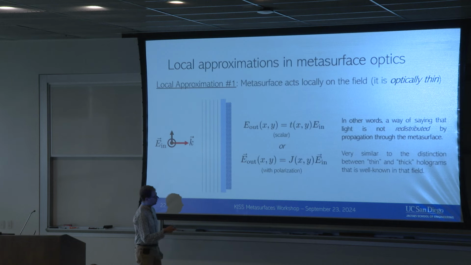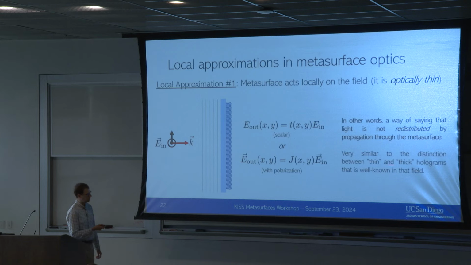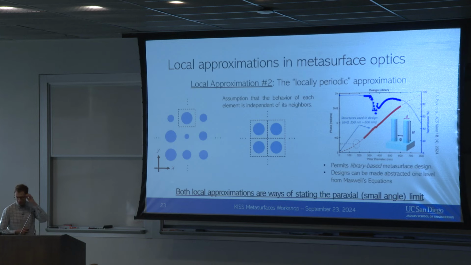So in other words, this is a way of saying that light is not redistributed by propagation through the metasurface. For those of you who are familiar with the field of holography, this is very similar to the distinction between thin and thick holograms. The second local approximation is one that people in the field of metasurfaces call the locally periodic approximation. The assumption is that the behavior of every element that you put in the metasurface, every discrete dielectric structure, is independent of its neighbors.